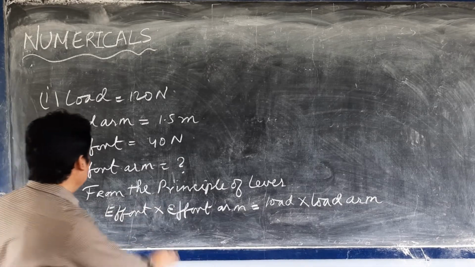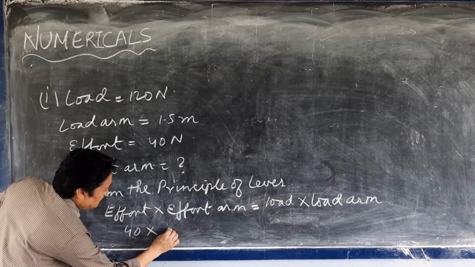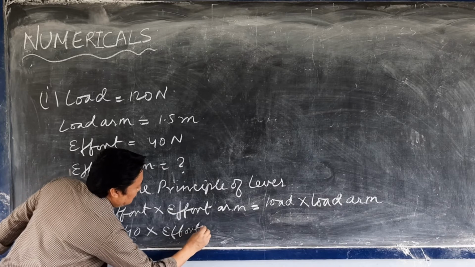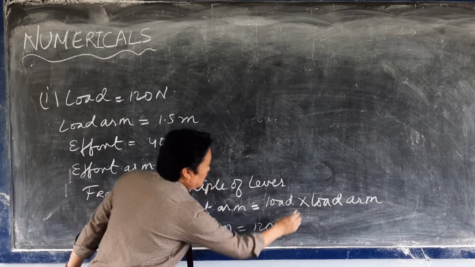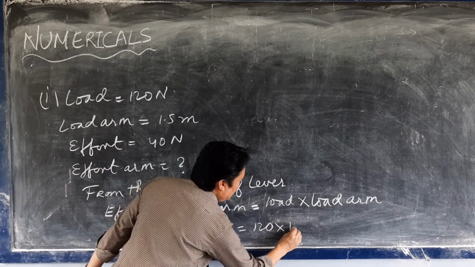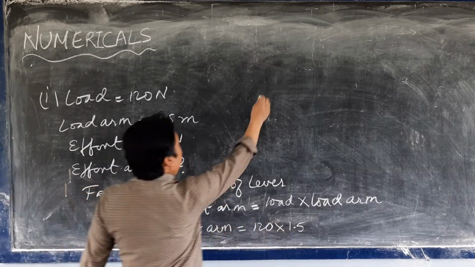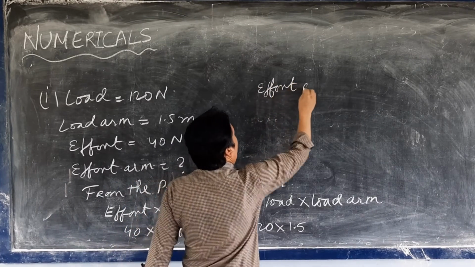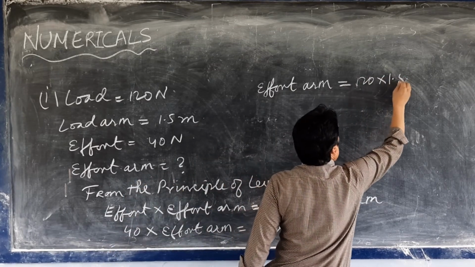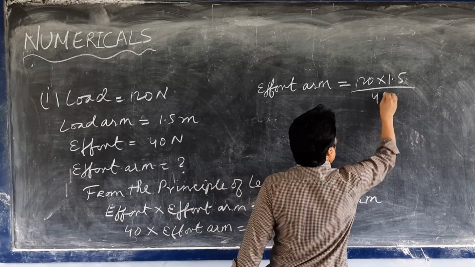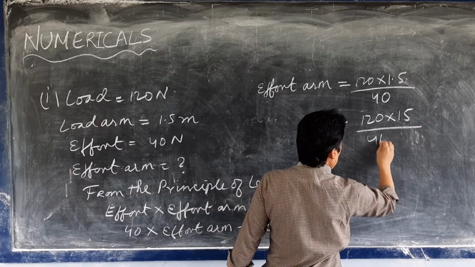Now first put in the values. What is the effort here? 40. What is the effort arm? You don't know the effort arm, so keep it as it is. Equals, what is the load here? 120. What is the load arm here? 1.5. Now calculate the effort arm. Effort arm equals 120 into 1.5 divided by 40.